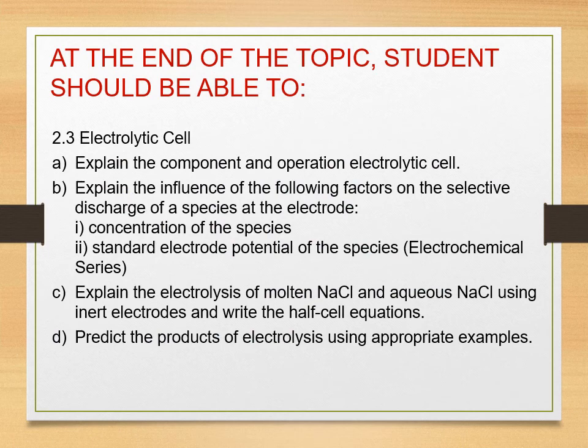We need to be able to explain the component and operation of electrolytic cell, explain the influence of the following factors: concentration of the species and standard electrode potential of the species. And then we have to explain the electrolysis of molten and aqueous sodium chloride using inert electrodes and write their half-cell equations. Next, we need to predict the products of electrolysis using appropriate examples.